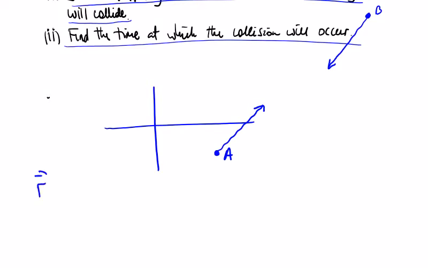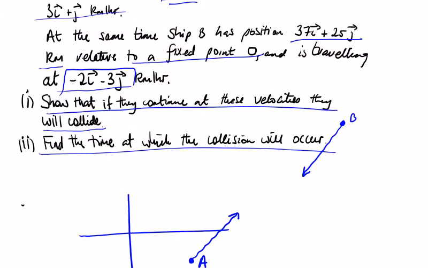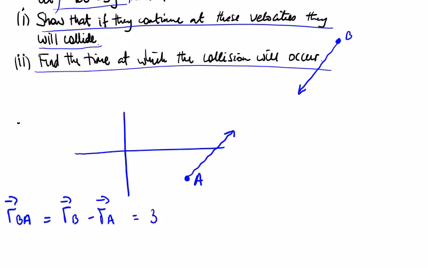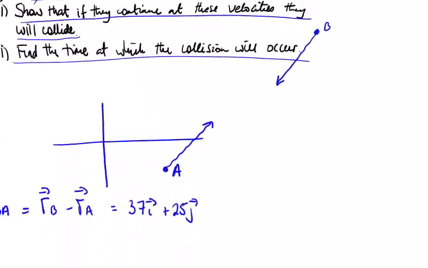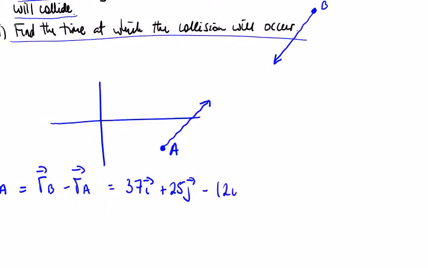Okay, we start this by the displacement of them. We're given the positions, so displacement of B relative to A, displacement of B minus displacement of A, and my B position is 37I plus 25J. And my A position is 2I minus 3J. So that's going to be equal to 37 minus 2, 35I, and 25 plus 3, 28J.